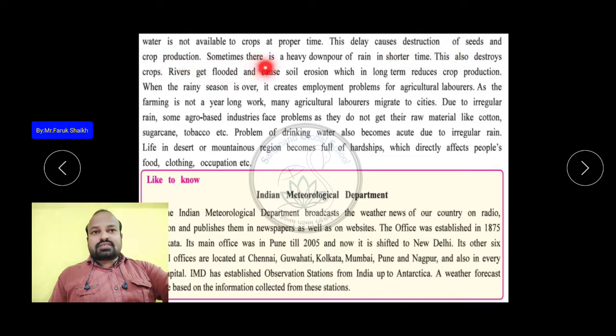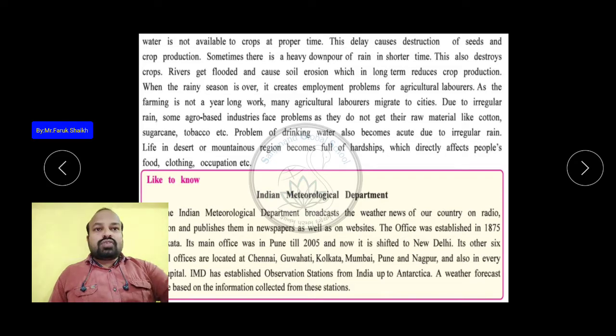Sometimes there is a heavy downpour of rain in a short time. Sometimes the rain is a very heavy downpour in a short time. This also destroys the crops. If it rains very heavily in a short time, then the fields are waterlogged. That is also not good for the crops.